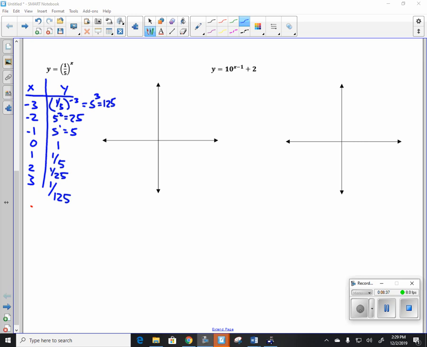So is this going to look more like the first graph or more like the second graph? Second graph, yeah. 50, 100, 150. Mark off 1, 2, 3, 4. 1, 2, 3, 4. And I plot negative 3, 125. Negative 2, 25. Negative 1, 5. 0, 1. And then you can see, after that, it doesn't really matter. The values all just get really close to 0, don't they?